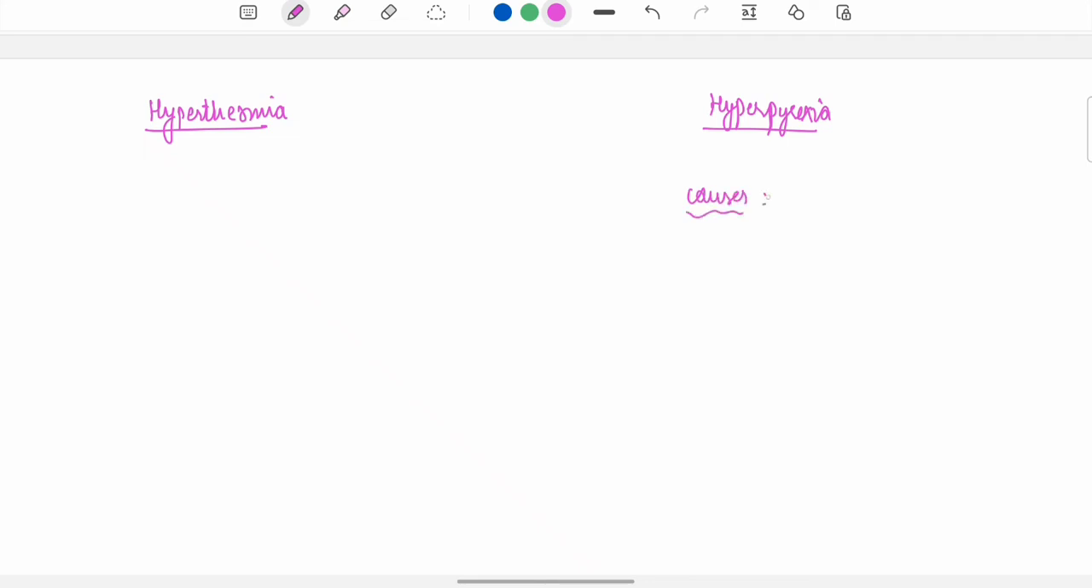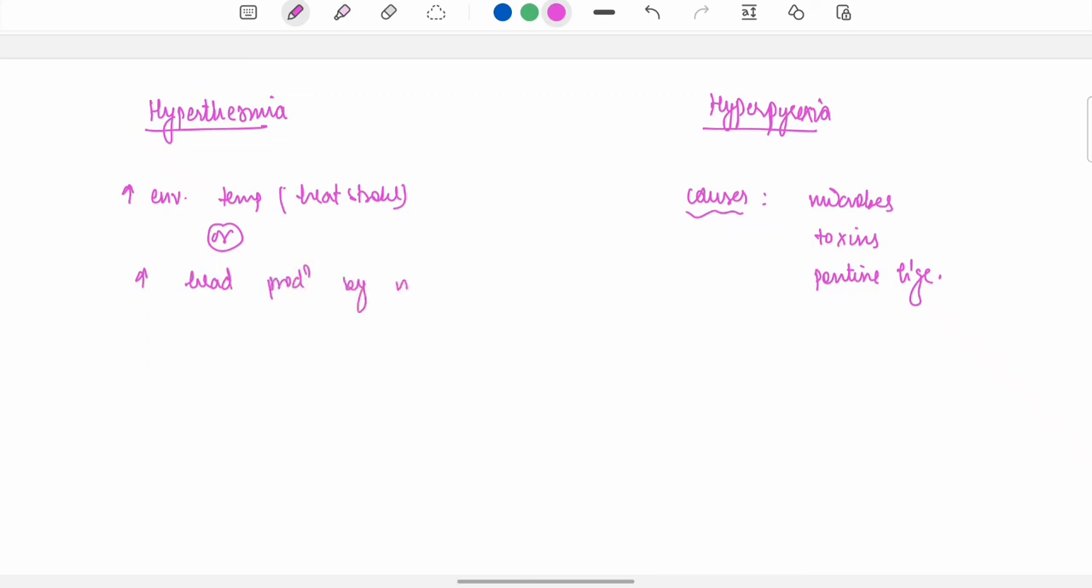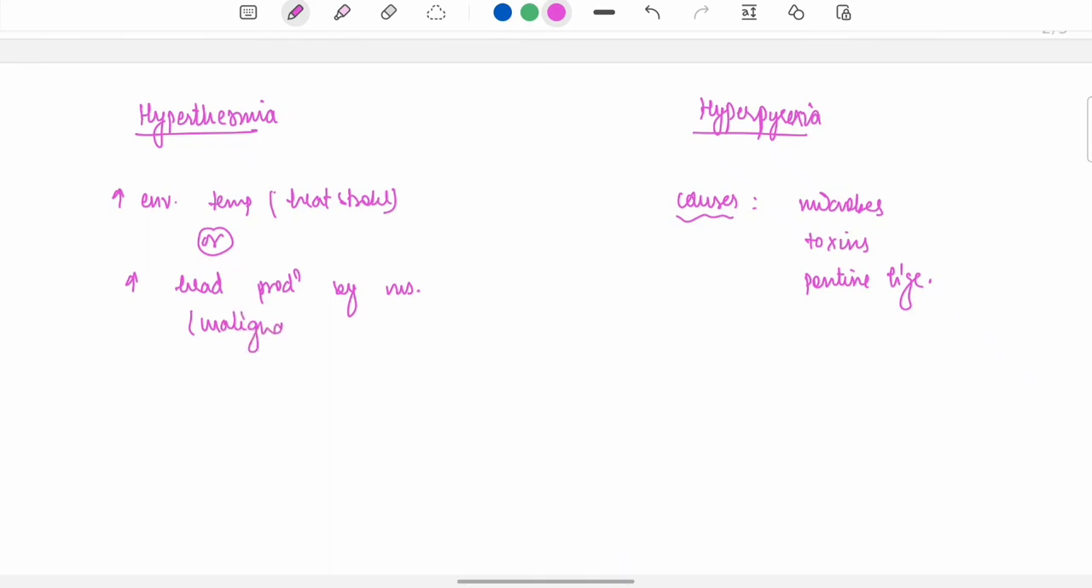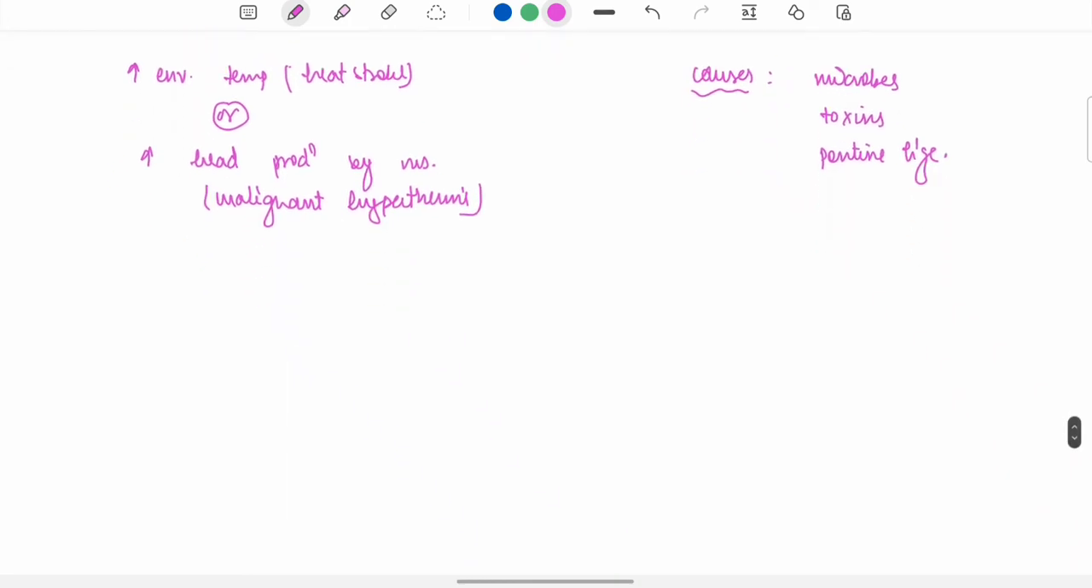Causes of hyperpyrexia are microbes, toxins, or any pontine or brainstem bleed. Causes of hyperthermia: hyperthermia is due to an increase in environmental temperature, like heat stroke, or it can be due to increased heat production by muscles, like malignant hyperthermia. Basically, hyperthermia occurs due to an uncontrolled increase in body temperature that exceeds the body's ability to lose heat.